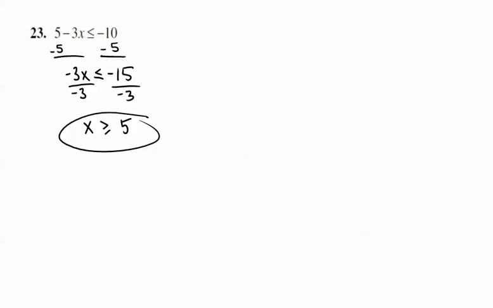Now we haven't been graphing these solutions, but if we were, we'd make our number line. The only thing we need is a 5 here. Because it does have an equal sign, we're going to have a solid circle at 5 and then shade to the right. So that's all we would need to do if we had to graph the solution as well.